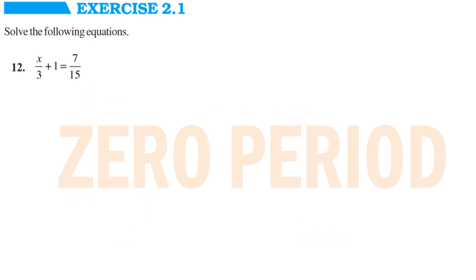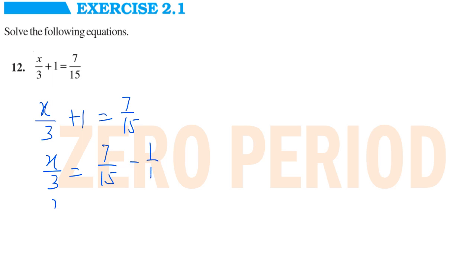Now next question, which is the last question of this exercise 2.1. X by 3 plus 1 equal to 7 by 15. We have only one variable, x by 3. Write it like this. X by 3 plus 1 equal to 7 upon 15. And x by 3 equal to 7 upon 15 minus 1 upon 1. Then x by 3 equal to 7 minus 15 over 15. X by 3 is equal to minus 8 by 15.